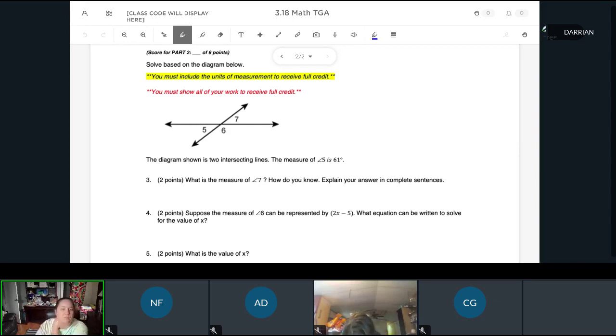All right, we're on number 3. What is the measure of angle 7? How do you know? Explain your answer in complete sentences. So first, let's look right here where it says the diagram shown is 2 intersecting lines. The measure of angle 5 is 61. So we can go ahead and write over here, right on yours, 61 degrees, since they give us that.